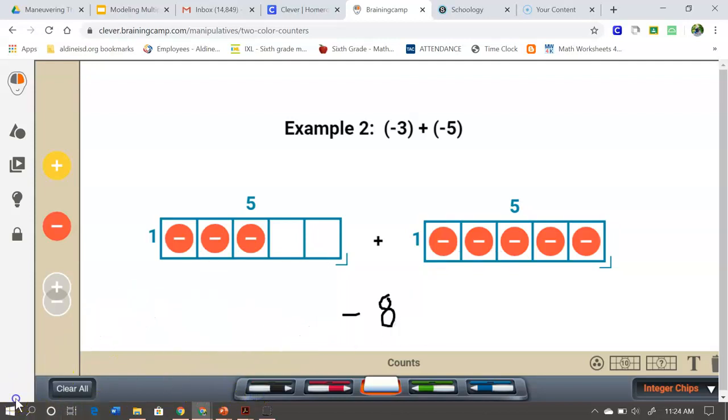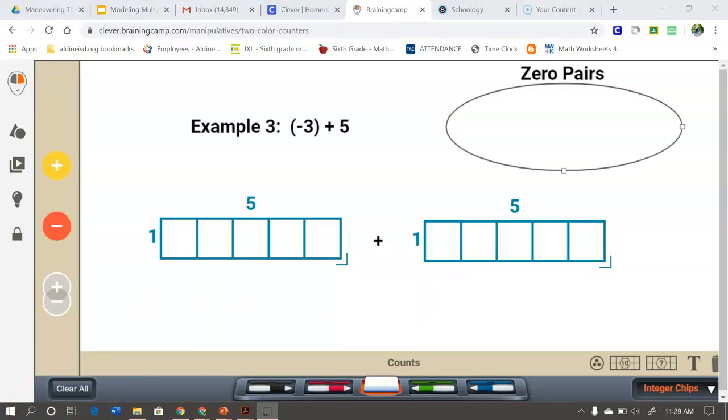Okay, so example number 3 is negative 3 plus 5. Now this one is different from example number 1 and example number 2 because now the signs of each number are different. We have one positive and one negative. But again, we're going to follow the same steps. We're going to represent each number. So the first number we need to represent is negative 3. So we're going to drag our negative 3 counter, and we're going to represent that with 3 reds.